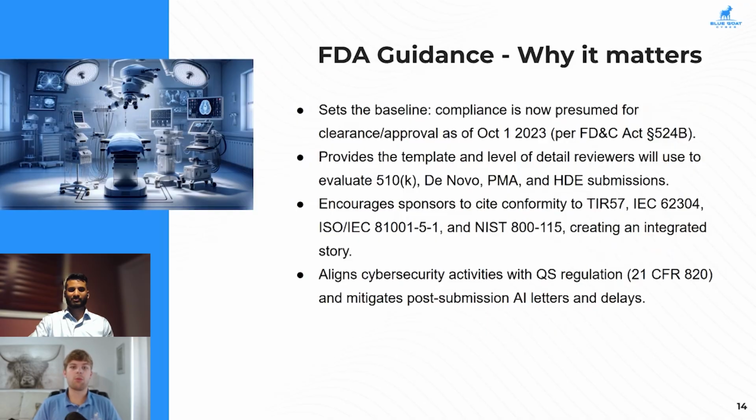Now, why it matters. So compliance is now presumed for clearance or approval as of October 1st in 2023. One thing that I will note here is actually as of last Friday, the FDA guidance was updated and finalized. But I believe it was September 27th when we had the previous finalization that then got completed within October. That's when the FDA started enforcing these cybersecurity requirements. So before, cybersecurity requirements were very thin. Now they're trying to refine the process. And so the latest major update was actually this Friday, which we'll talk about in a little bit here.